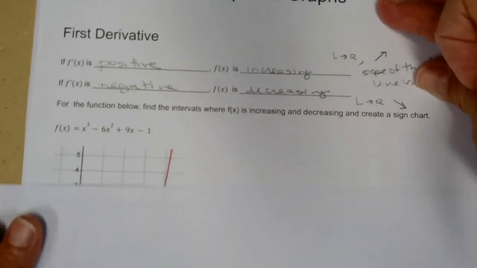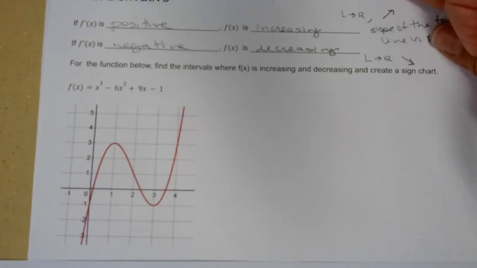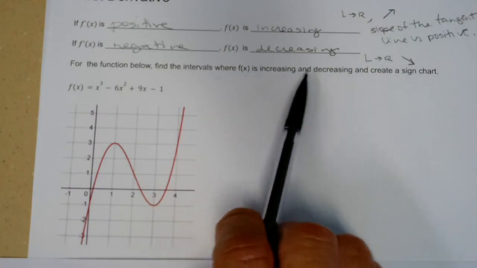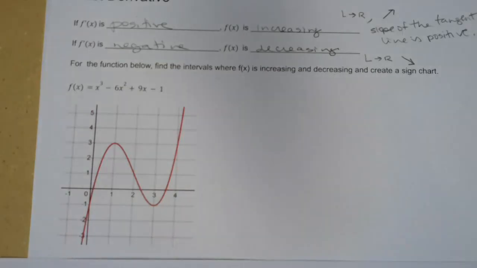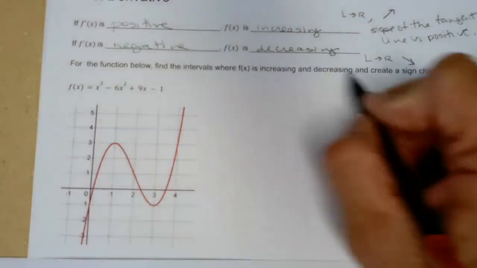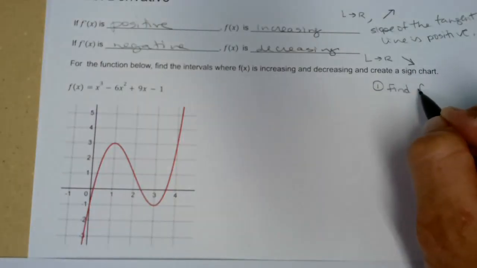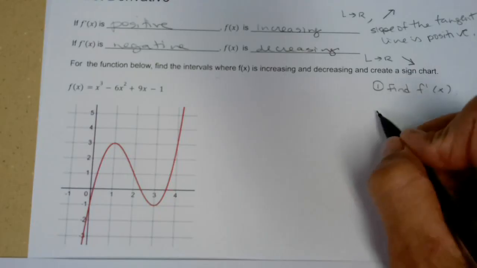So for the function below, and I have the function written out and I have it graphed, let's find the intervals where f of x is increasing and decreasing, and then we're going to create a sign chart. I'll show you what the sign chart is. So to find where it's increasing and decreasing, we want to find the first derivative. So we're going to find f prime, step 1, f prime of x.